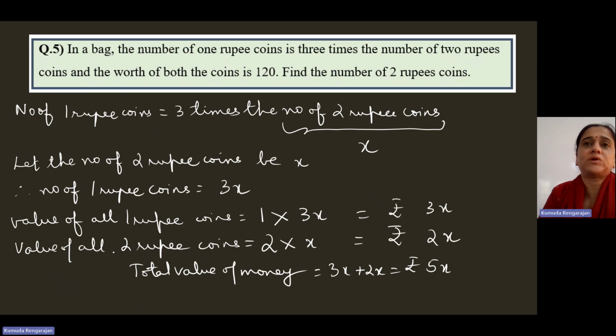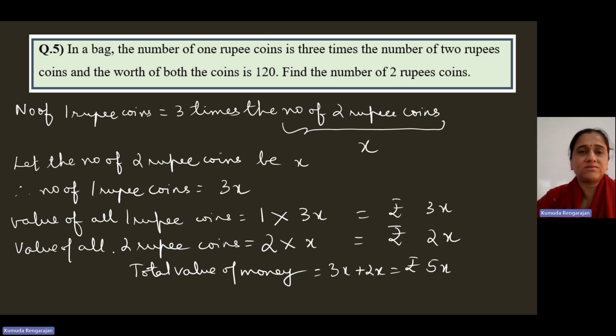Next, value of all the 2 rupee coins. What's the denomination? 2. And supposing the number of coins is 5x. So 2 into 5x, 10x. Denomination is 2 rupees. How many 2 rupee coins you have? 5x. So 2 into 5x, 10x will be the value of all the 2 rupee coins.